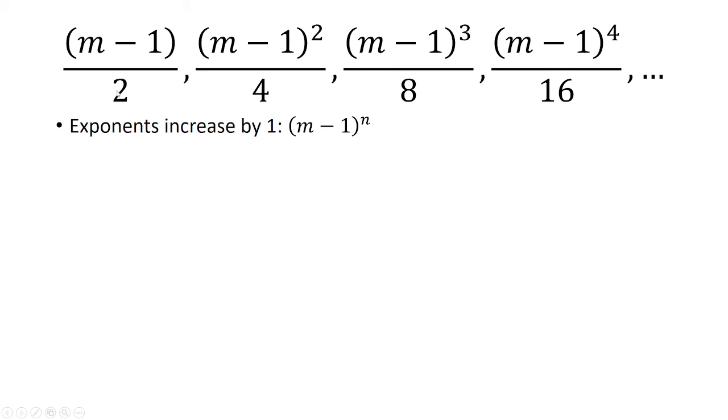Now the denominator has powers of 2. So the first denominator is 2 to the first, the second one is 2 squared, 2 cubed, and then 2 to the fourth. So that's just going to be 2 to the n power. And so this is my general formula for that sequence.